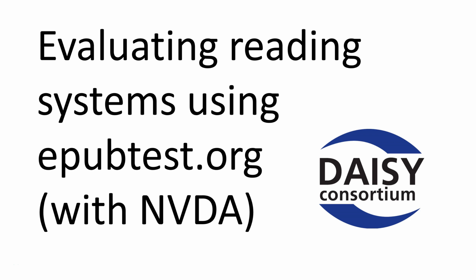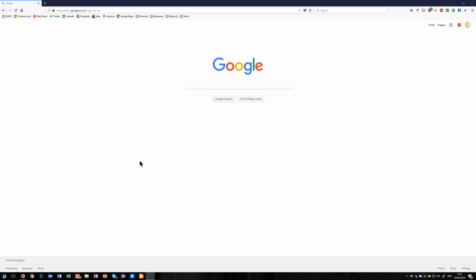In this case, I'm using a Windows computer with NVDA. In many cases, the reading system might be on a smartphone or a tablet, but here the reading system is on the PC as well. Okay, so the first thing I'm going to do is pop along to the epubtest.org website. So I'm using NVDA with Firefox. I'm going to do that now.